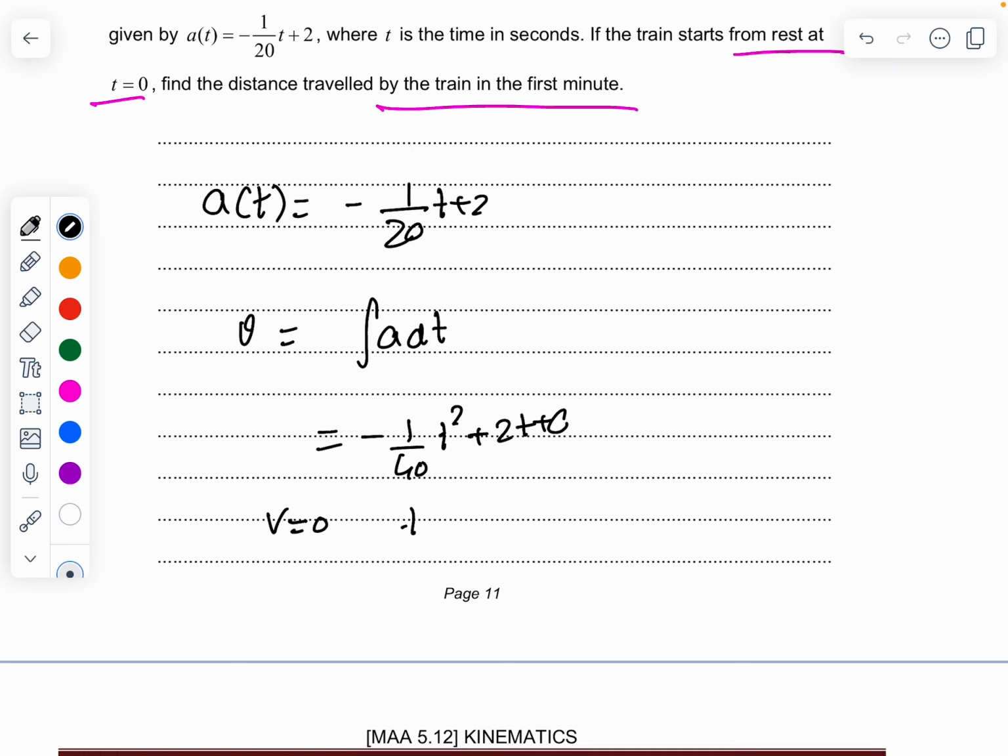Velocity is 0 when time equals 0. So substitute 0 equals 0 plus c. So c equals 0. So what is the formula for the velocity now? I got velocity in terms of t as minus 1 upon 40 t square plus 2t.